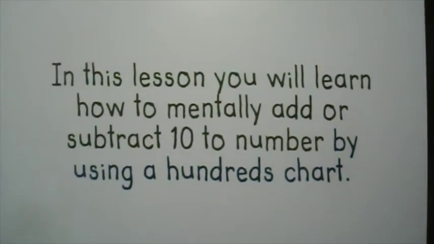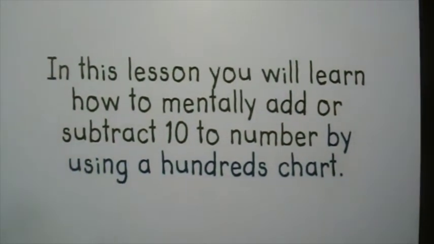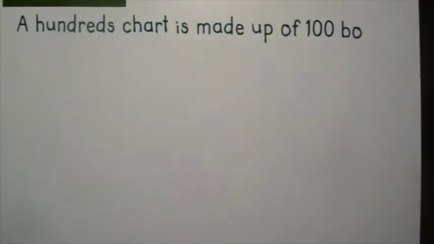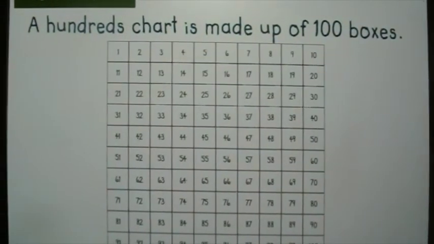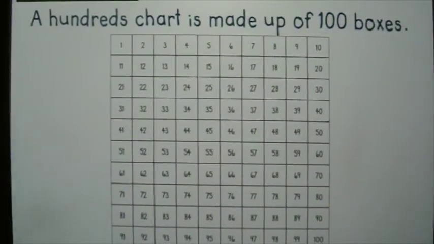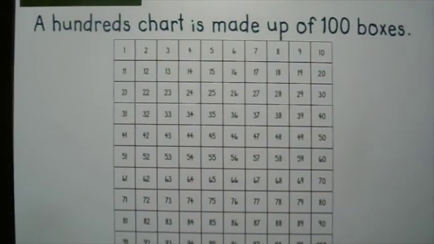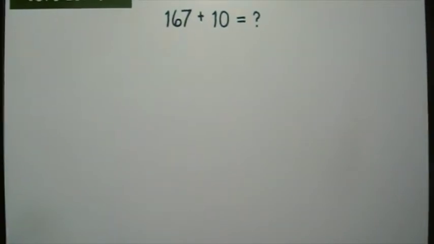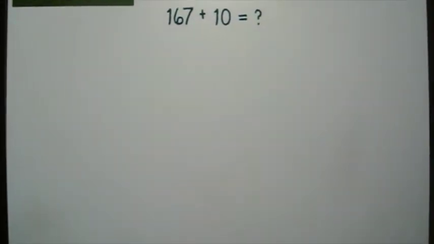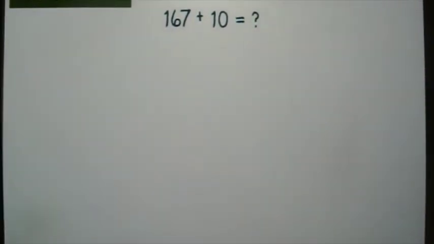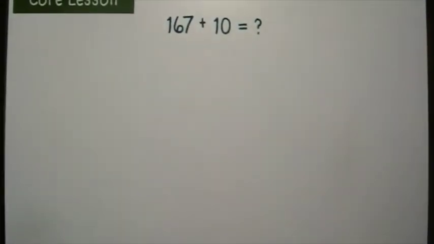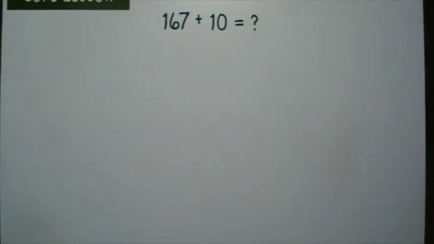In this lesson, you will learn how to mentally add or subtract 10 to a number by using a hundreds chart. So a hundreds chart is made up of 100 boxes. Each row is made up of 10 boxes, so we can count each row as 10. So 167 plus 10. Remember at the beginning of this lesson I said we would be learning how to add or subtract mentally. That means in our head. So using these hundreds charts is a way to picture what we're doing in your head.